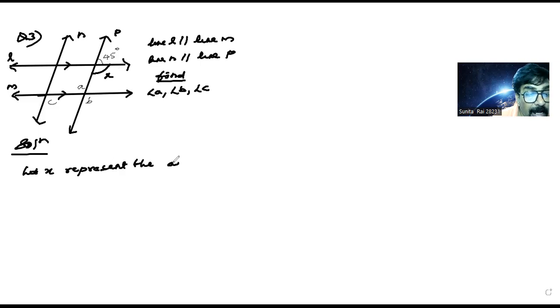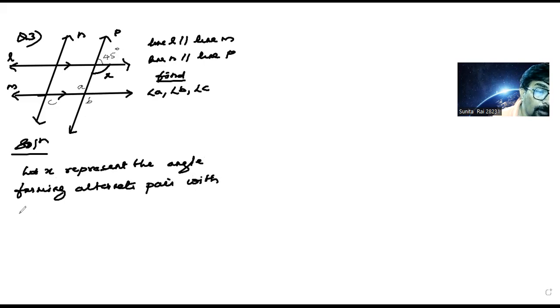Let X represent the angle forming an alternate pair with angle A. So you can see now, children, don't you agree, alternate pair with A. But how do we find the value of X? Don't you agree, X and 45 degrees are forming a linear pair. So your first thing, angle X plus 45 degrees is equal to 180 degrees.